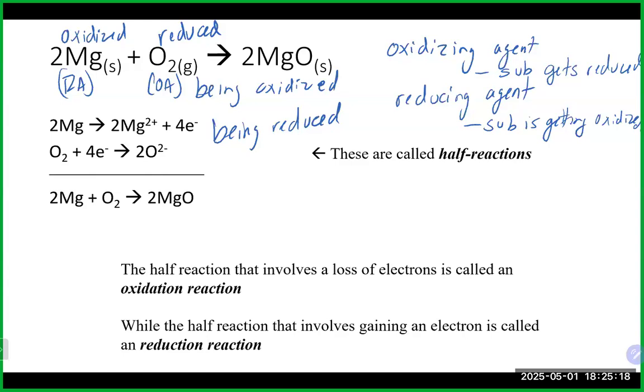So ultimately what is happening in this case is magnesium is sending some electrons over to oxygen, causing oxygen to be reduced, hence magnesium is the reducing agent. Oxygen is going to cause magnesium to lose those electrons, causing the oxidation of magnesium. Any questions on that?